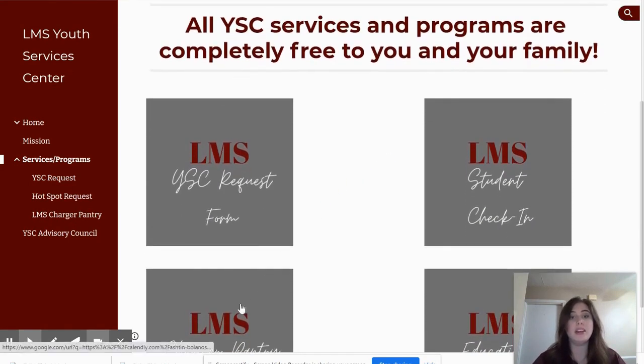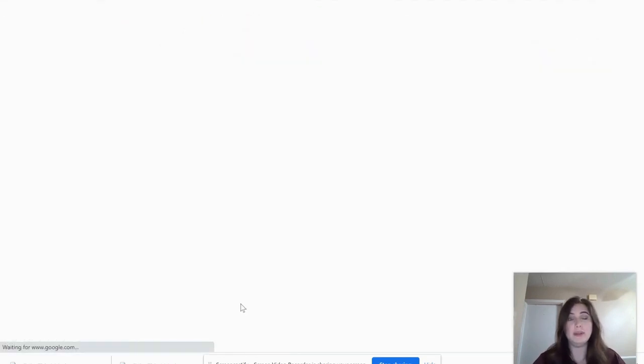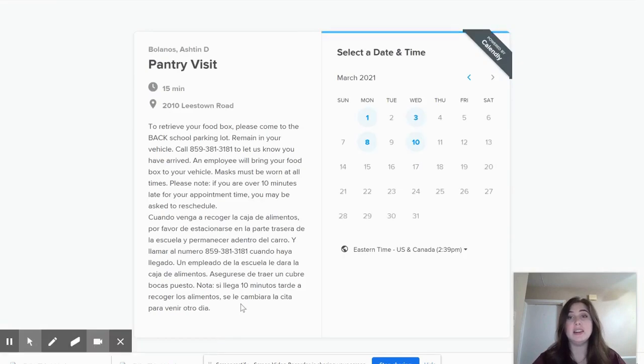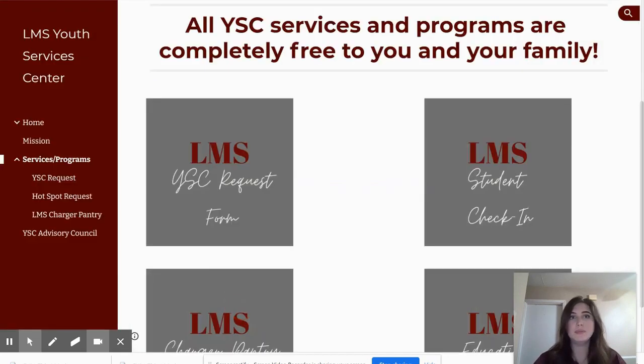Another program that's available always to our families is the LMS Charger Pantry. And this pantry is an in-house pantry supported by God's Pantry Food Bank, who is one of our community partners. If you click on the button, it's going to take you to a page where you can schedule your pantry visit. Typically, students are able to help select the food. But right now, being COVID conscious, we're pre-packing boxes and bringing those out to vehicles. If you read in the directions, it will give you all the information you need to know.